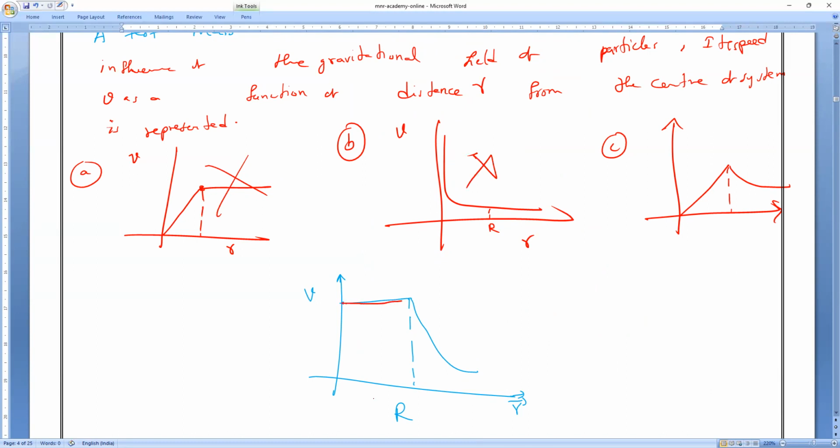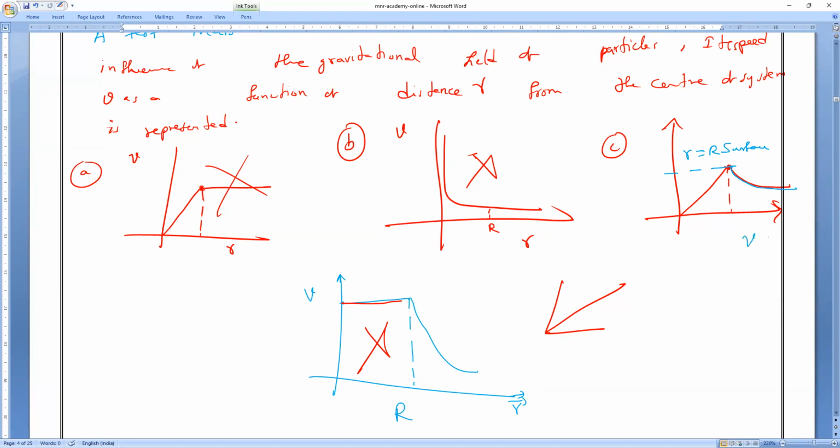Initially it is parallel to the x-axis, so it is also wrong because there should be a linear growth. Up to a certain period it is a linear growth. Understanding? By the time R becomes capital R, it reaches the maximum, that is at the surface. Then from that point it is continuously decreasing. That is what you have to remember.